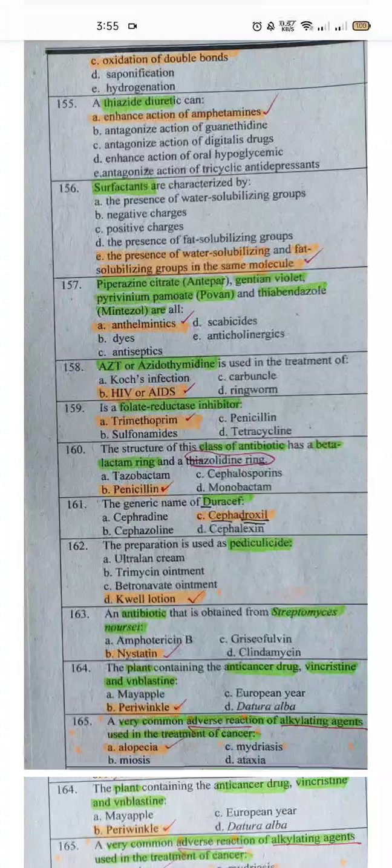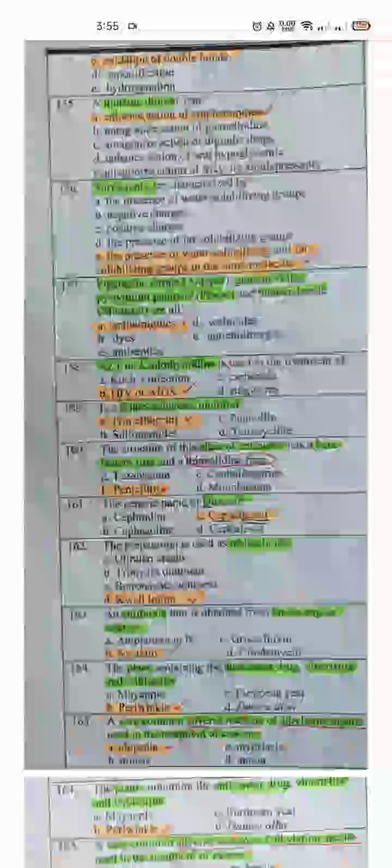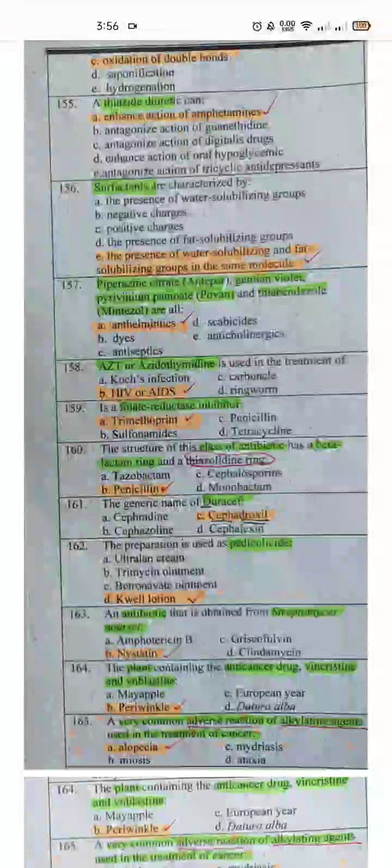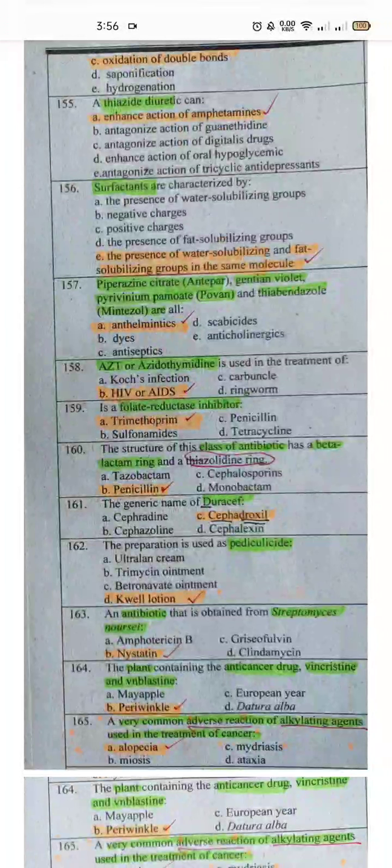165. A very common adverse reaction of alkylating agents used in the treatment of cancer is alopecia, or hair loss. So, that is one adverse reaction of your alkylating agents used in the treatment of cancer. That is the most common adverse reaction.